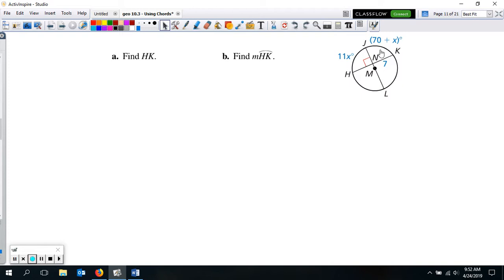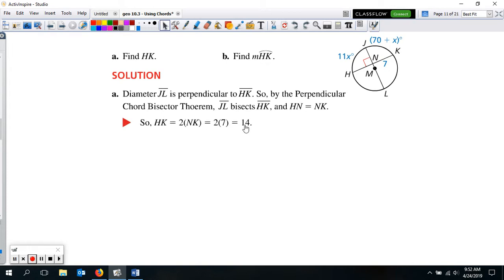And then this arc is also being bisected here at the J, so these two expressions are going to be equal to each other. So the first thing it says is find HK. HK would be the length or the measure of that chord. So if you know this side's 7 and that side's 7, then the whole thing is 14. So that's what it's showing you right there.